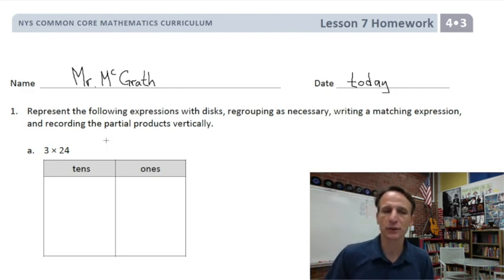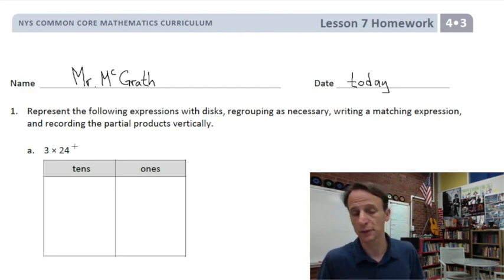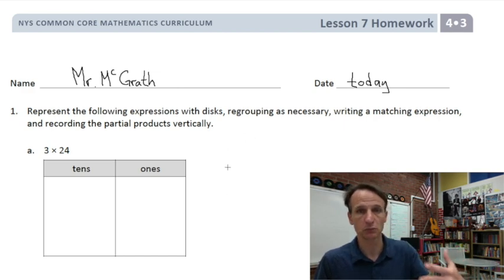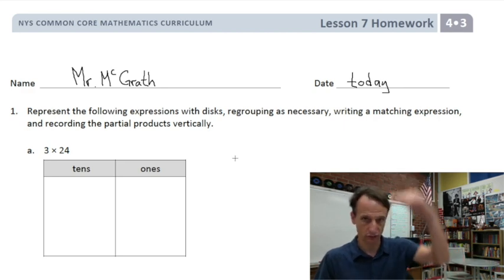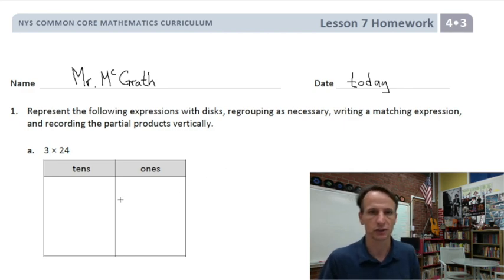We are to represent the following expressions, meaning in this case, for example, 3 times 24, on the place value chart with disks, drawing little circles, regrouping as necessary, writing a matching expression, meaning we're going to write out the multiplication, and recording the partial products vertically, so writing it out up and down. For example, this first one has 24 times 3 vertically.